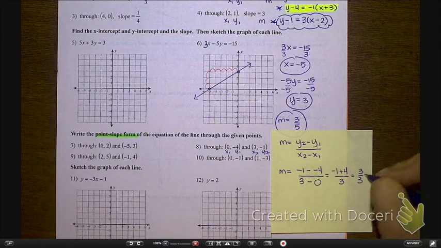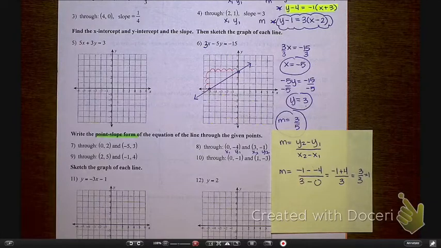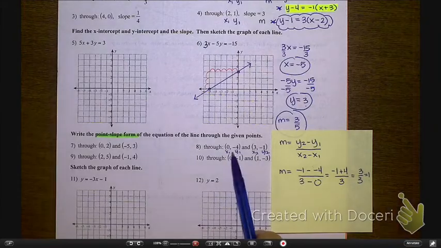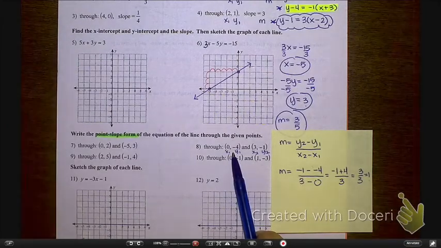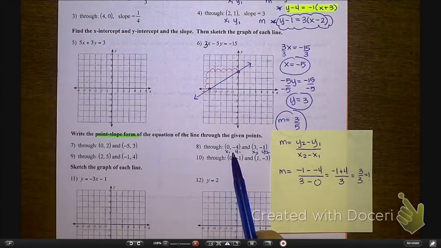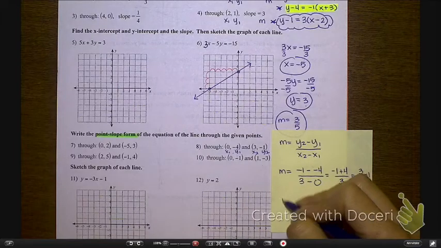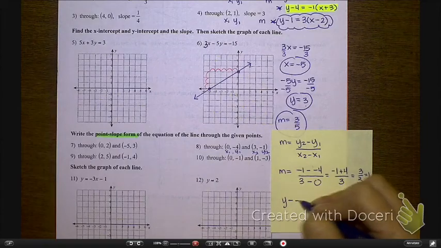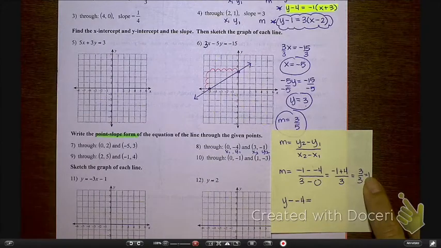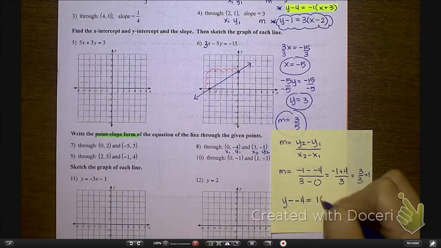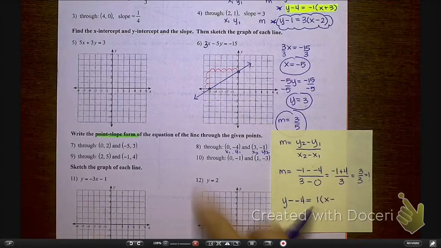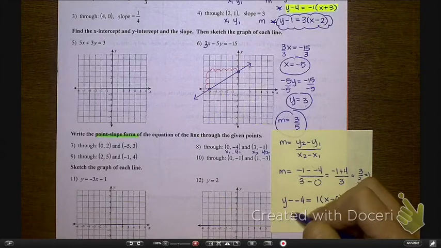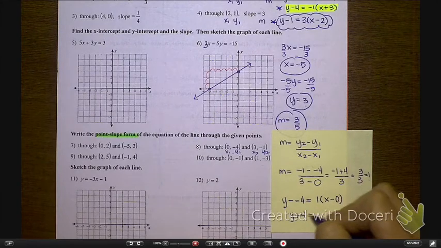Okay, so 1 is my slope. So now I have my slope, which is this number, and I have an x1 and a y1. Do I have enough information to write the equation? Okay, so the equation is y minus, what is y1? -4 equals m, what was m? 1 times x minus, what was x1? 0, okay? So, at a minimum, you should have this as your answer.